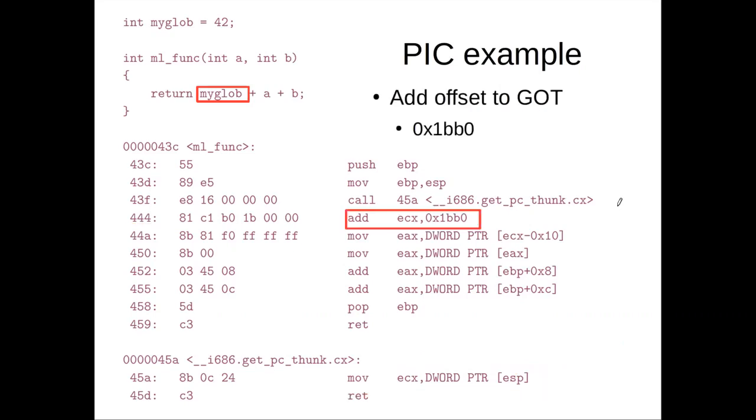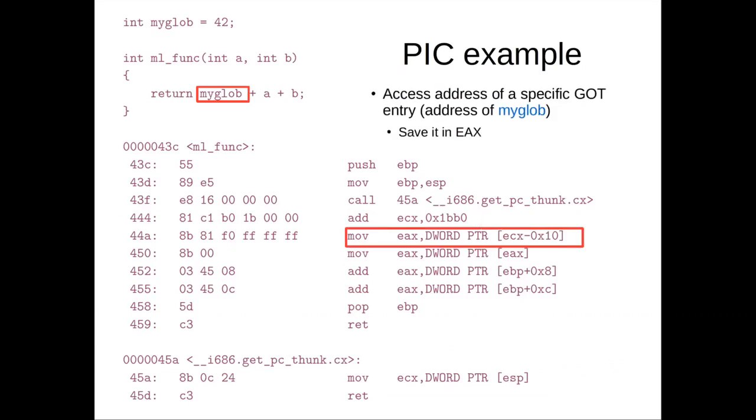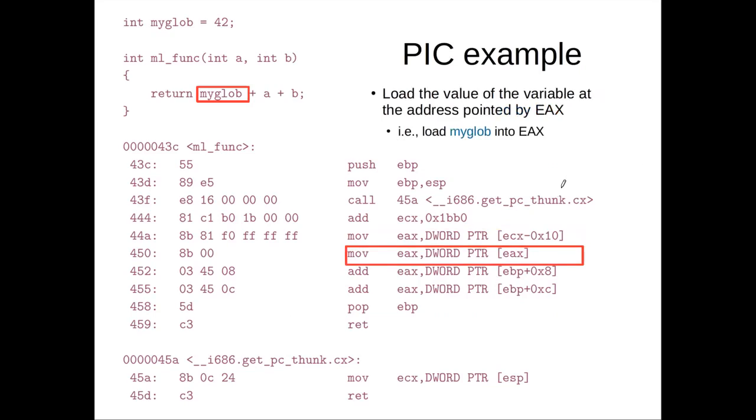Now we add the offset because the compiler knows that this instruction is like 1000 BB0 bytes away from the global offset table. So we add it into the ECX, right? And at this point, we can access the address of a specific GOT entry, like the address of my global. My global is not immediately at the beginning of ECX. So here, that's where your ECX is pointing, and this is the 0 address. So you're subtracting 16, so maybe there are 2 more entries here. So we're looking at this pointer. Right now it will be in the ECX register.